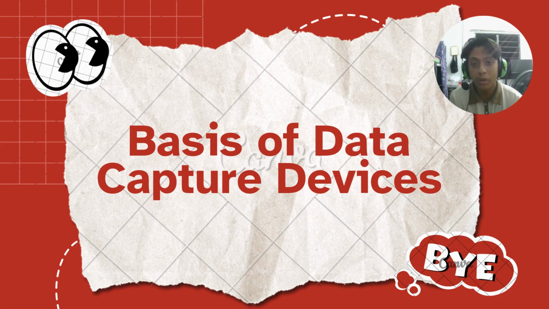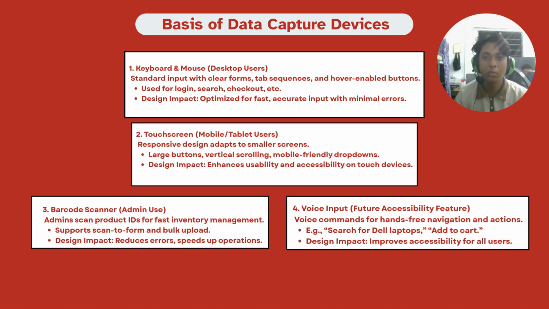And then I will continue talking about the basics of data capture devices. The first one is the keyboard and mouse. It is the standard input for desktop users. The primary input method for CyberGo users on desktop or laptop is the keyboard and mouse. The interface includes clear form fields, logical tab sequence, and keyboard-enabled buttons to enhance usability. Users can efficiently register and log in, search for laptop models, input billing and shipping information, navigate product pages and complete payments. Then the design impact: it optimizes input forms and button sizing to ensure fast, accurate data entry with minimal error.